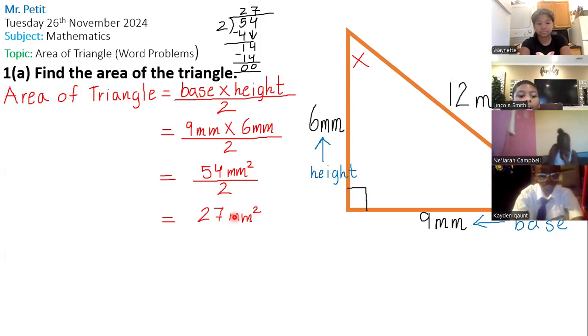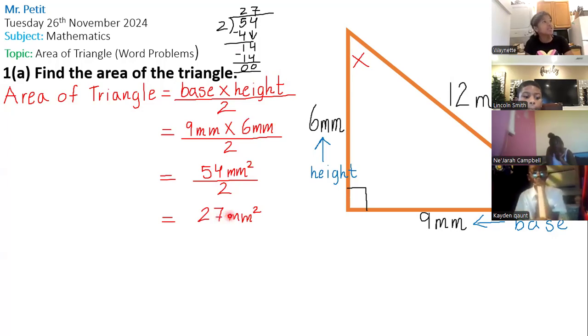So the formula of the triangle is base times height divided by 2. So what we did was multiply 9 millimeters times 6 millimeters. And 9 times 6 gives us 54 millimeters squared. Then we divided that by 2. And that's how we got 27 millimeters squared. Very good.